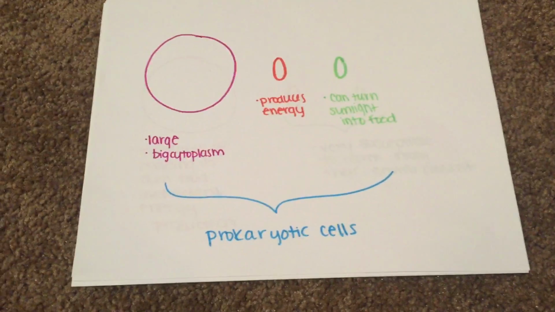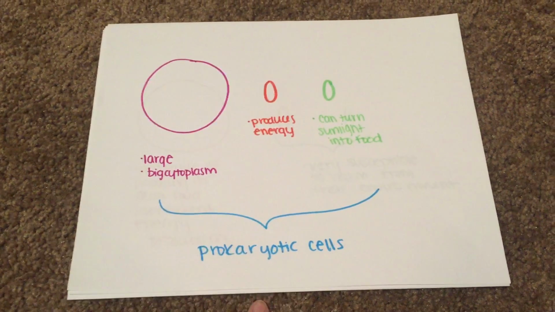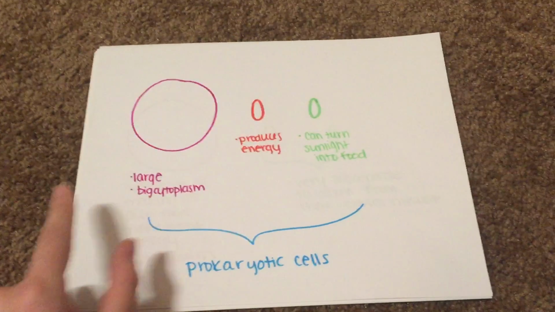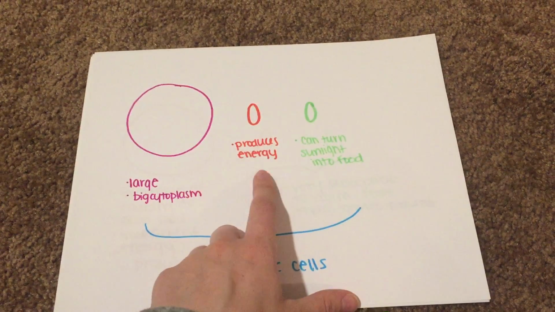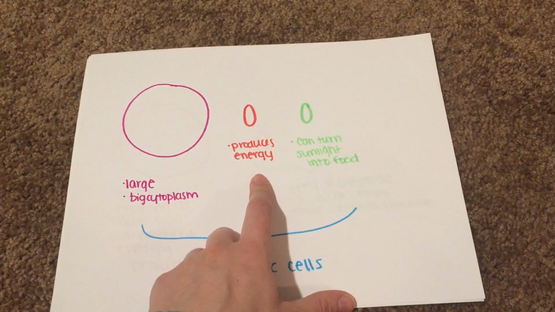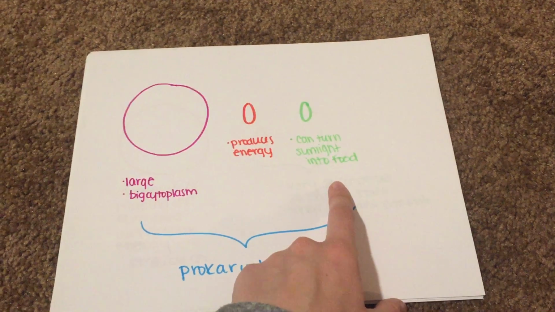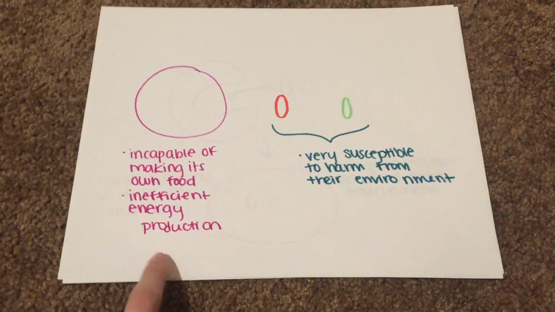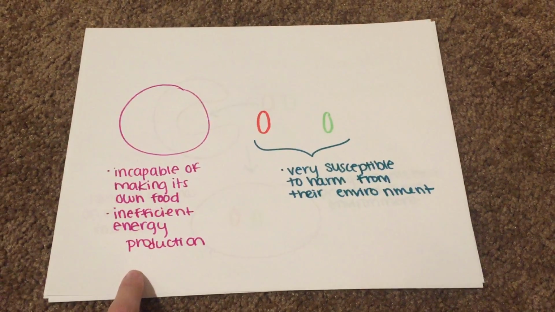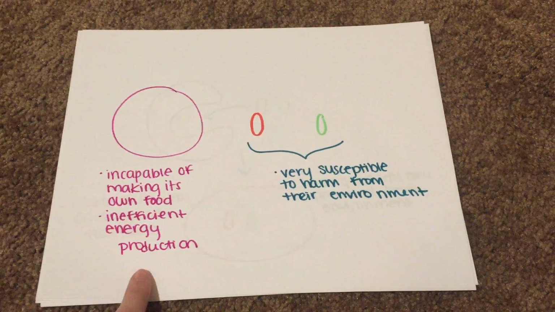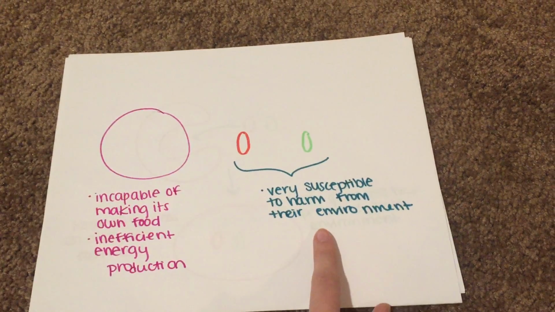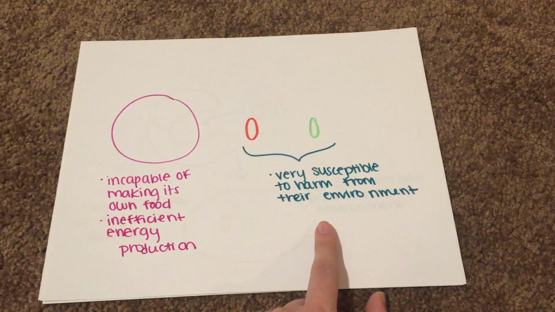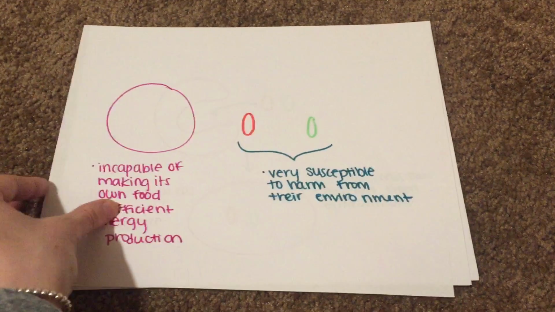Okay, so starting off, we just have prokaryotic cells. We have this one large cell with a big cytoplasm. We have these two smaller cells. This one produces energy aerobically using oxygen, and this one can turn sunlight into food. But the other side of all of these cells is that this large cell is incapable of making its own food, and it's very inefficient in energy production. Whereas these cells can create their own food and energy, they're very susceptible to harm from their environment because they're small and they have no protection.